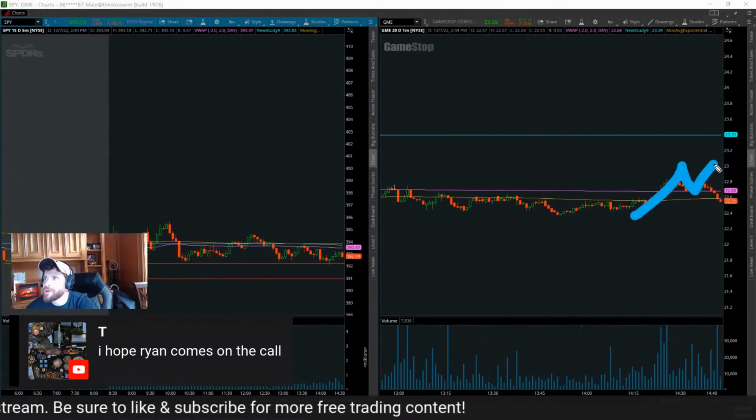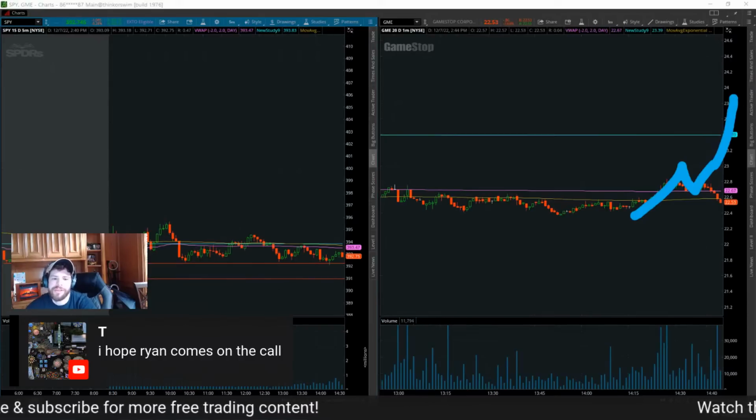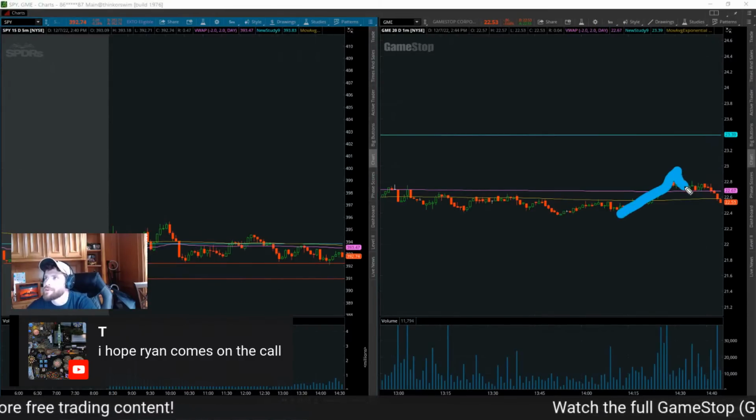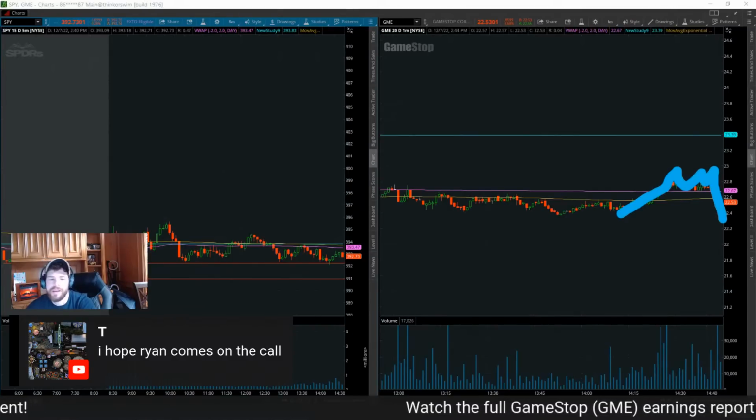GameStop just popped over the VWAP. We'd love to see it go like that, but it didn't. And now it's kind of dipping back down. So it popped over the VWAP and the 200 EMA. It kind of bounced off of it, and now it's cracking back down.